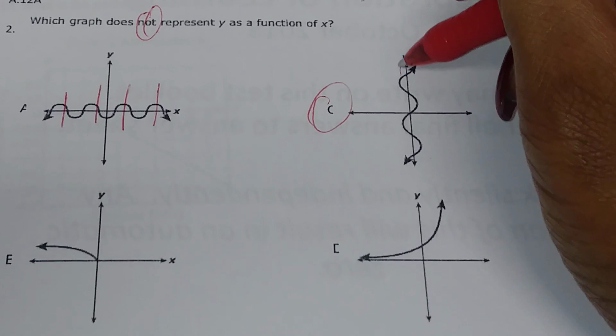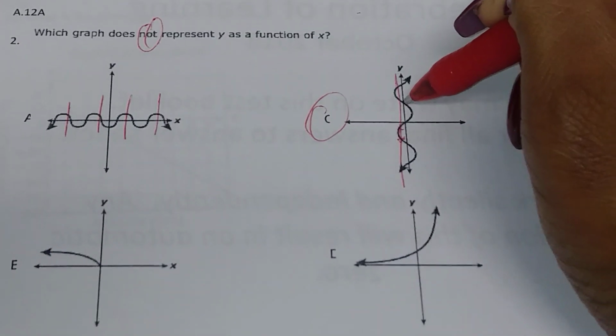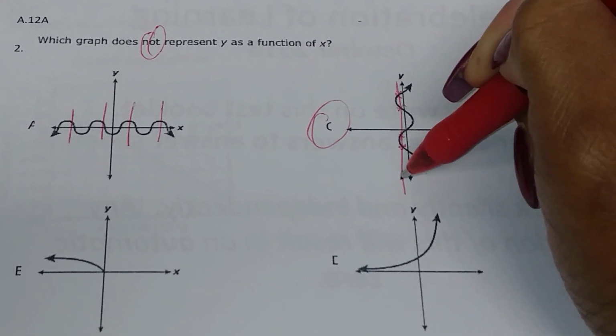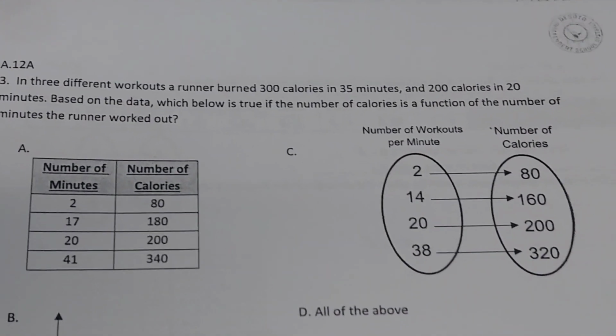I draw a vertical line. X value repeats here, here. Okay, moving on. Number three.